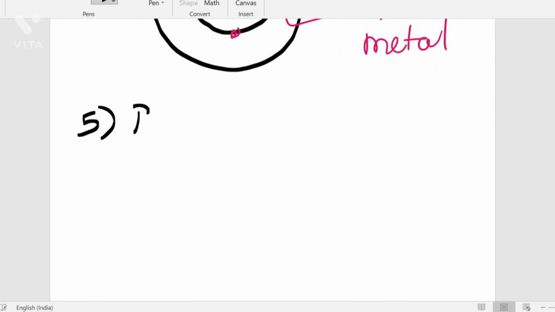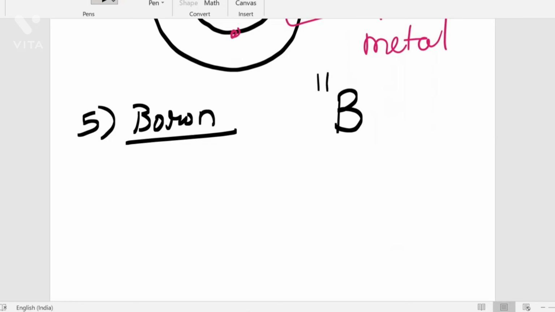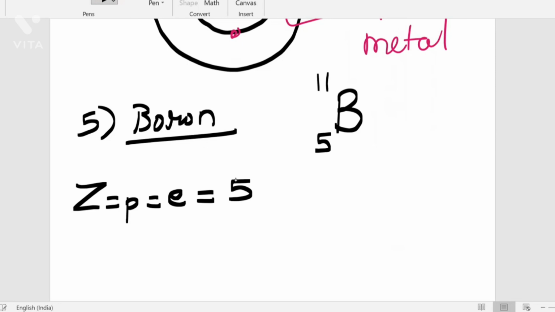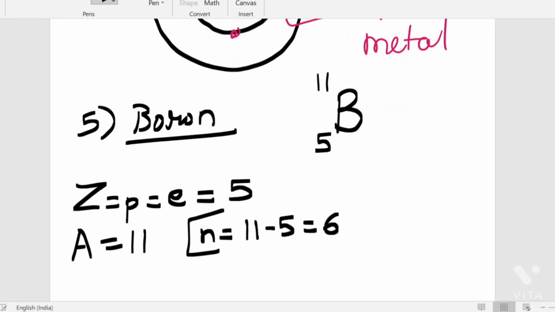The fifth one is boron. So what is the name of the element? Boron. Okay, so boron is represented by capital B and its mass number is 11. Atomic number is 5. So here Z is equal to P is equal to E is equal to 5. Mass number is represented by A is equal to 11. So N is equal to 11 minus 5 is equal to 6.